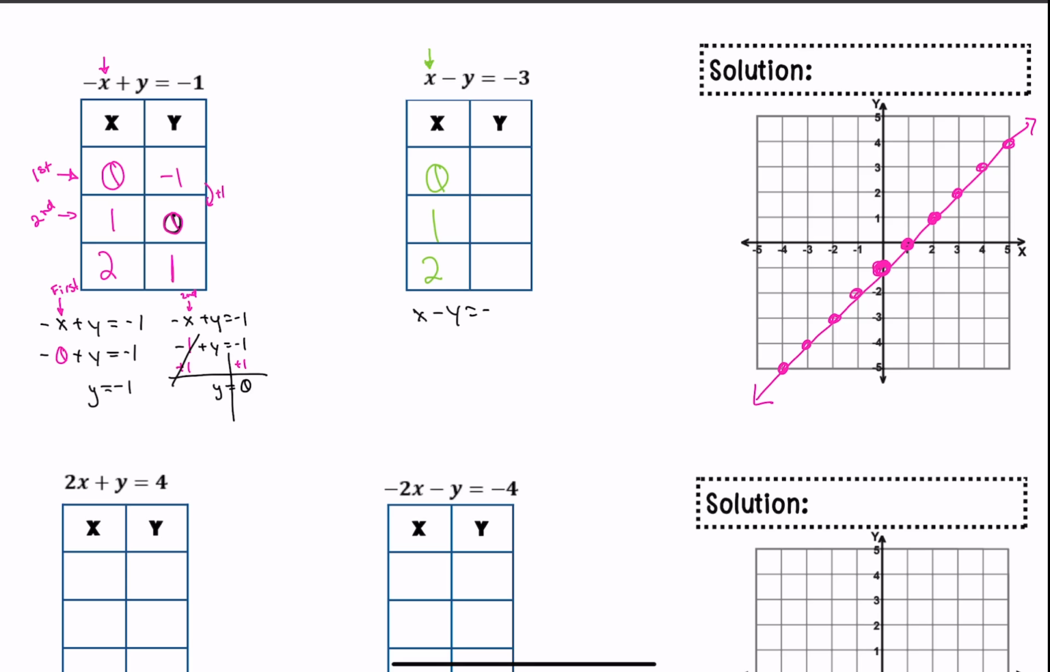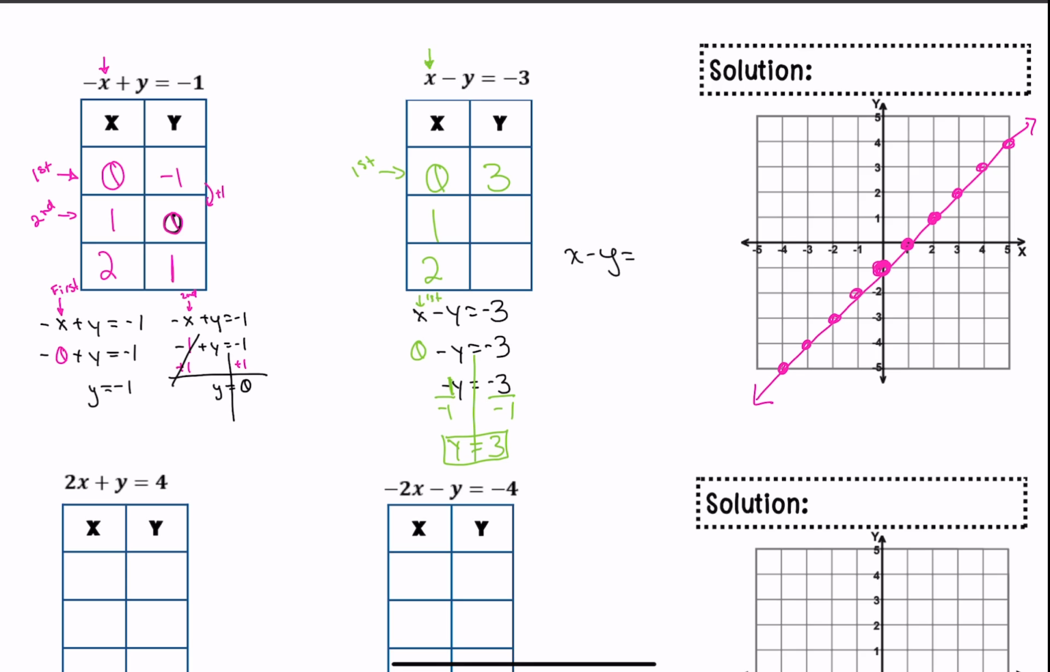So we got x minus y equals -3. I'm going to replace x with this first number, 0. So we got 0 minus y equals -3, which really leaves us with negative y equals -3. However, we got to get rid of that negative, which is technically a -1, on both sides. So we get y equals +3. Be careful when you see that negative there, okay? Be so careful.